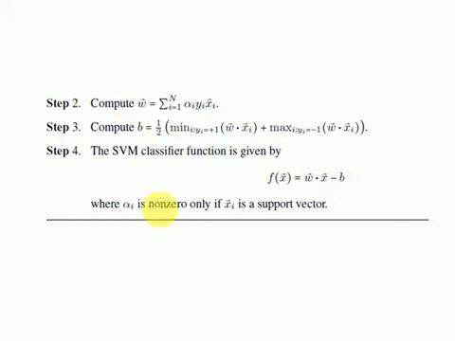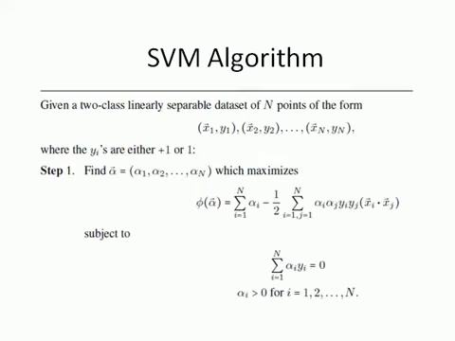Now in this algorithm we shall compute the weight using this equation, where x is the input, y is the output, and alpha is an additional term which we need to compute. Okay, and we shall compute the value of bias b using this equation. So we got to find that alpha, which is a vector, which will maximize this condition subject to this constraint. Okay, so this is the SVM algorithm.